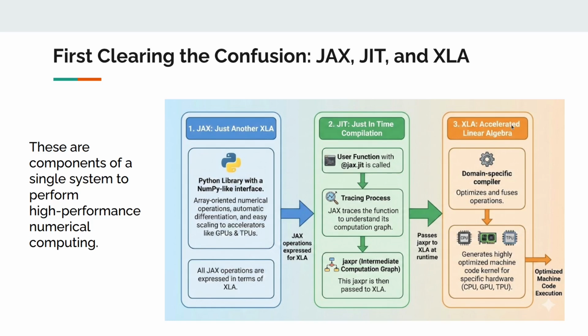XLA is the Accelerated Linear Algebra compiler and it is a domain specific compiler. It will optimize and fuse the operations. Consider you have multiple operations like matrix multiplication followed by element wise addition. All those multiple operations are combined into one operation. And it will generate a highly optimized machine code kernel for specific hardware like CPU, GPU and TPU. So this is the relation between these three components.